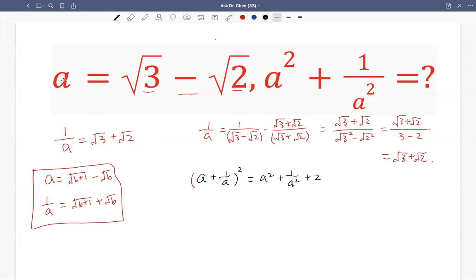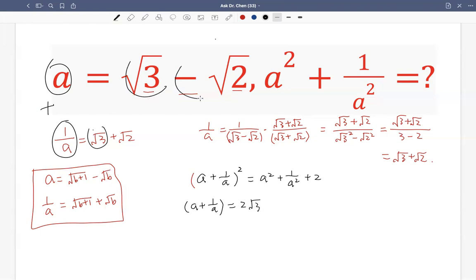Now let's see this. So a equals the square root of 3 minus the square root of 2. 1 over a equals the square root of 3 plus the square root of 2. So if we add a and 1 over a, in that case, a plus 1 over a, we get the square root of 3 plus the square root of 3, which is 2 square root of 3, right? But then we have minus radical 2 plus radical 2, that becomes 0. So now we can square both sides.